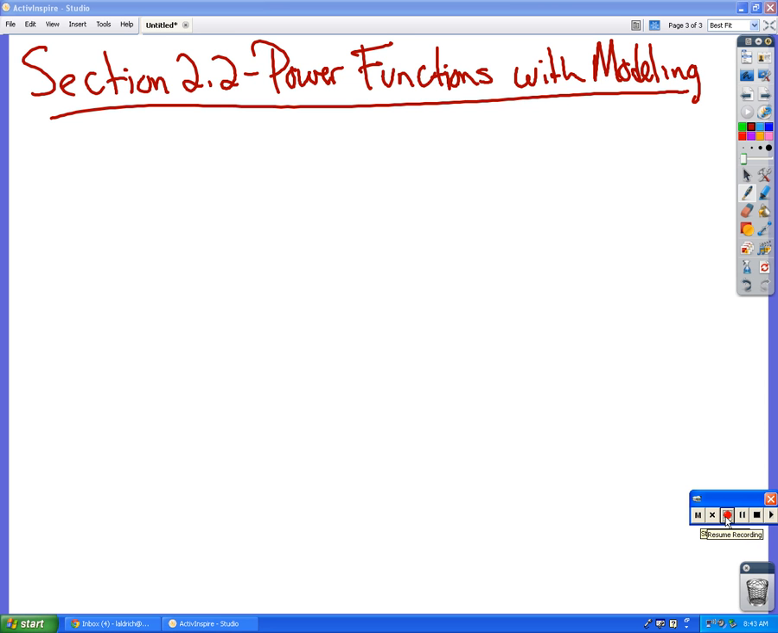Okay, so what we're going to do today is we're going to take the same idea, but now we're going to apply it to a different type of function.